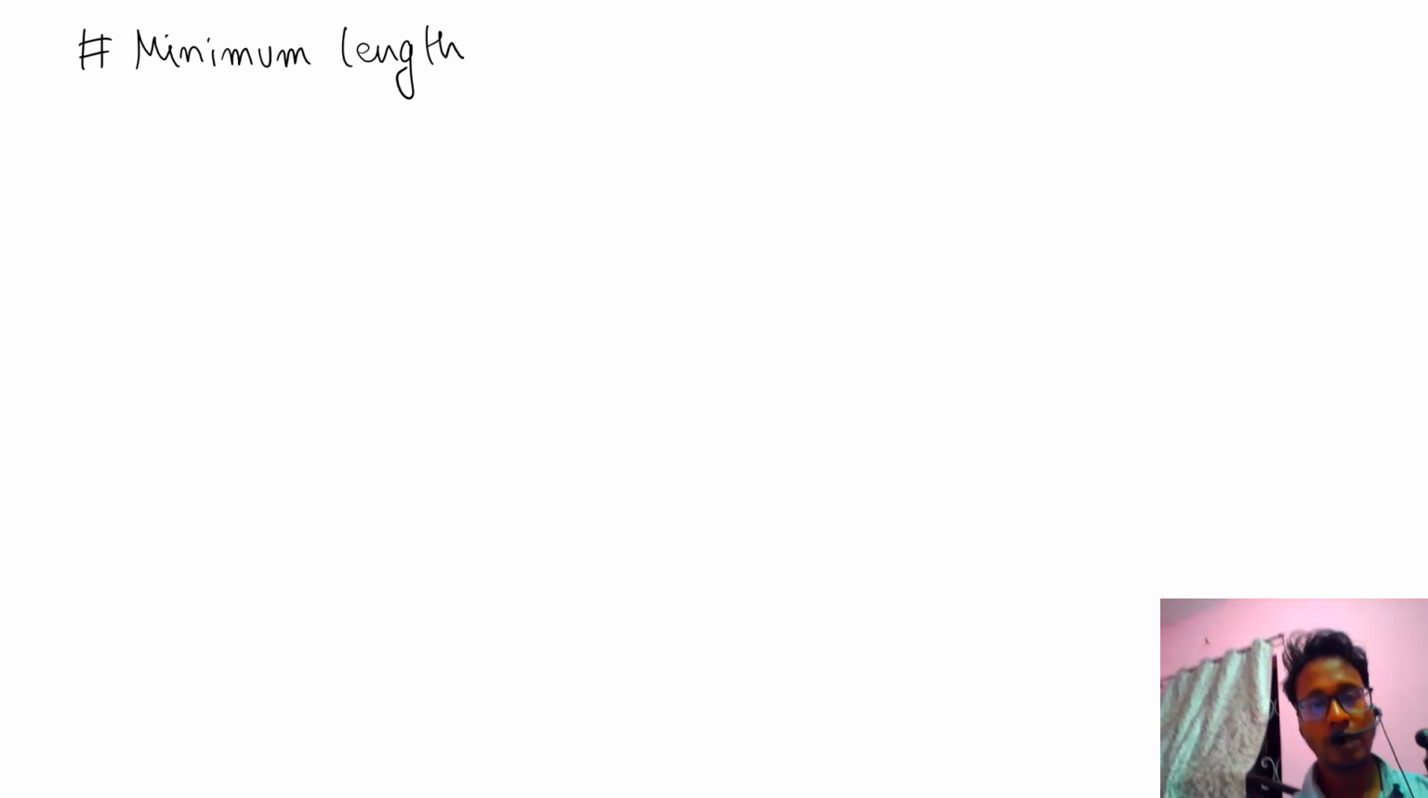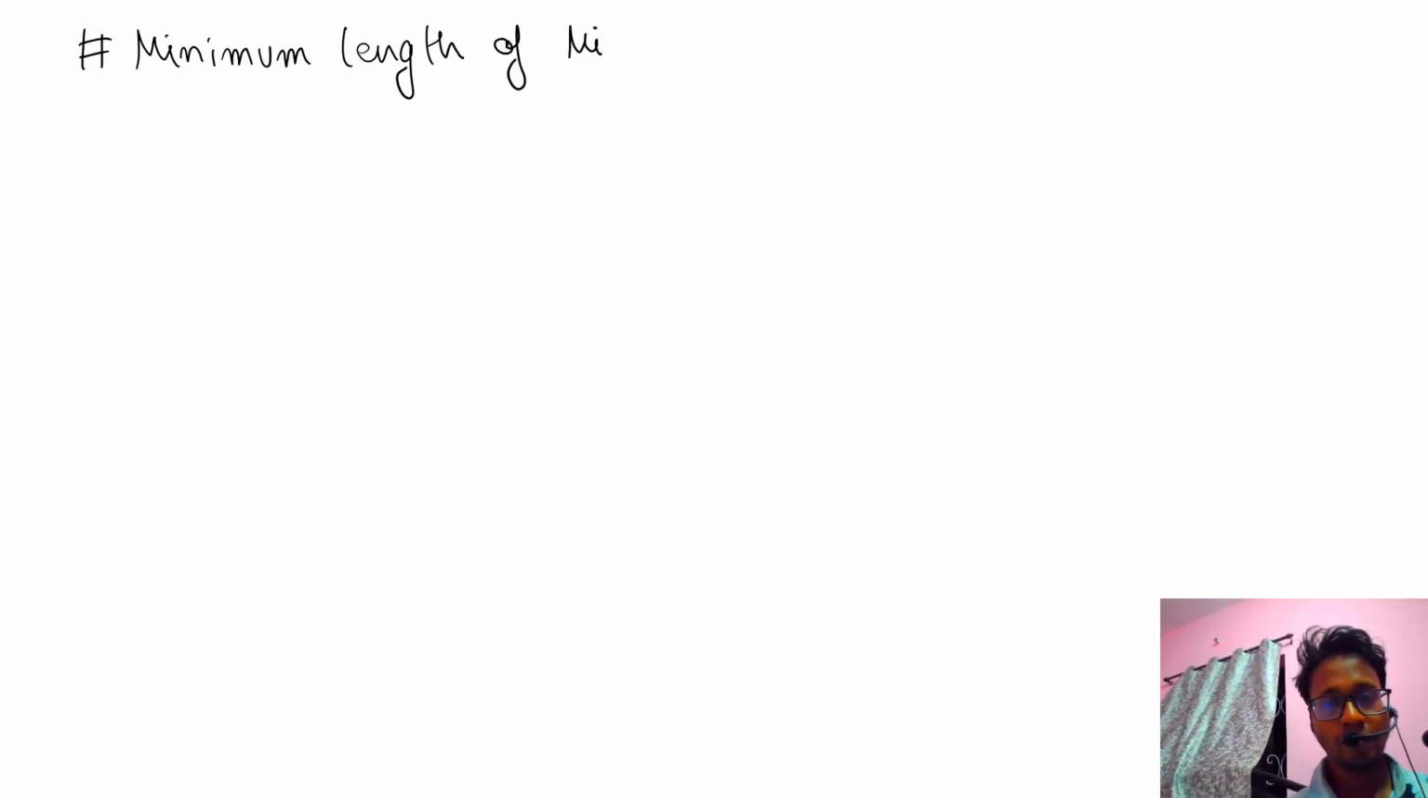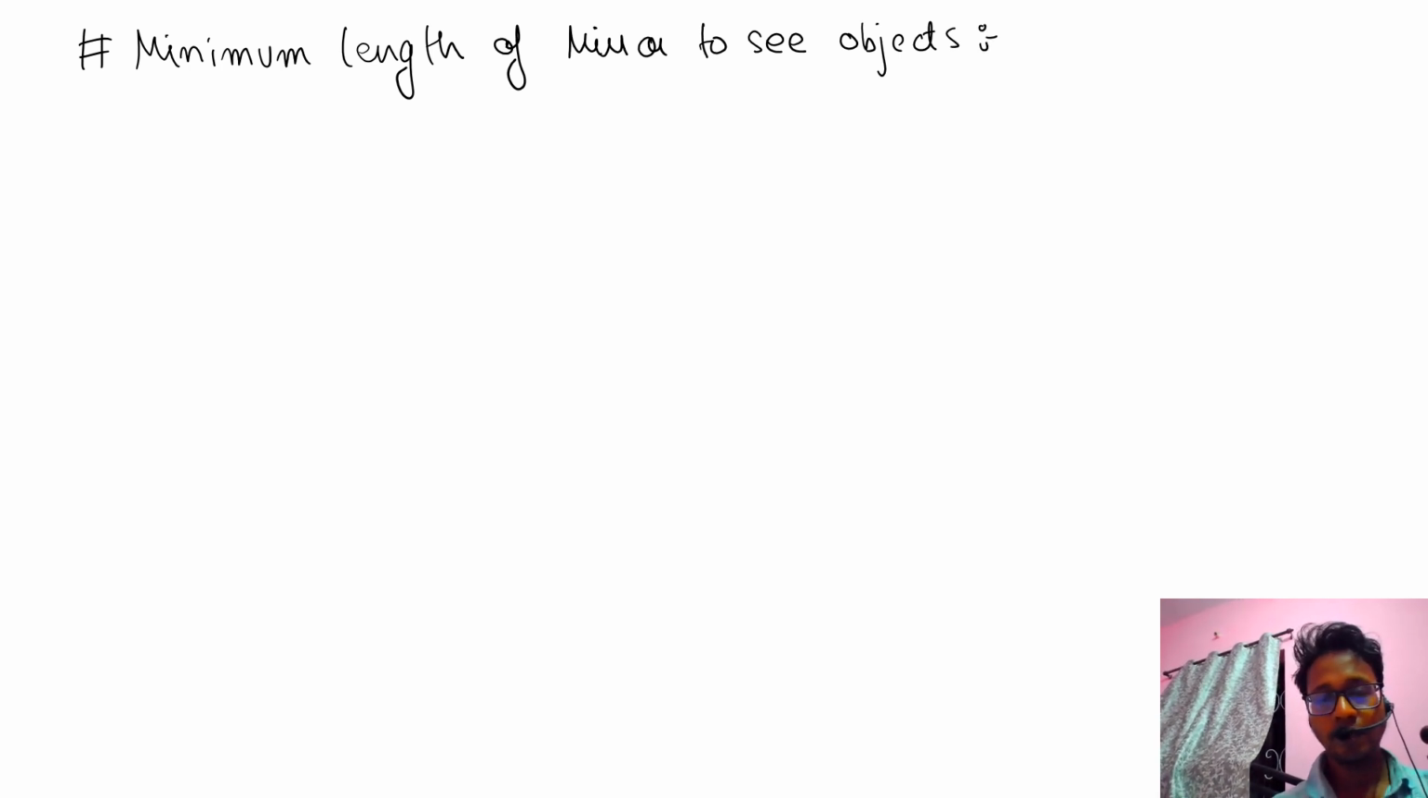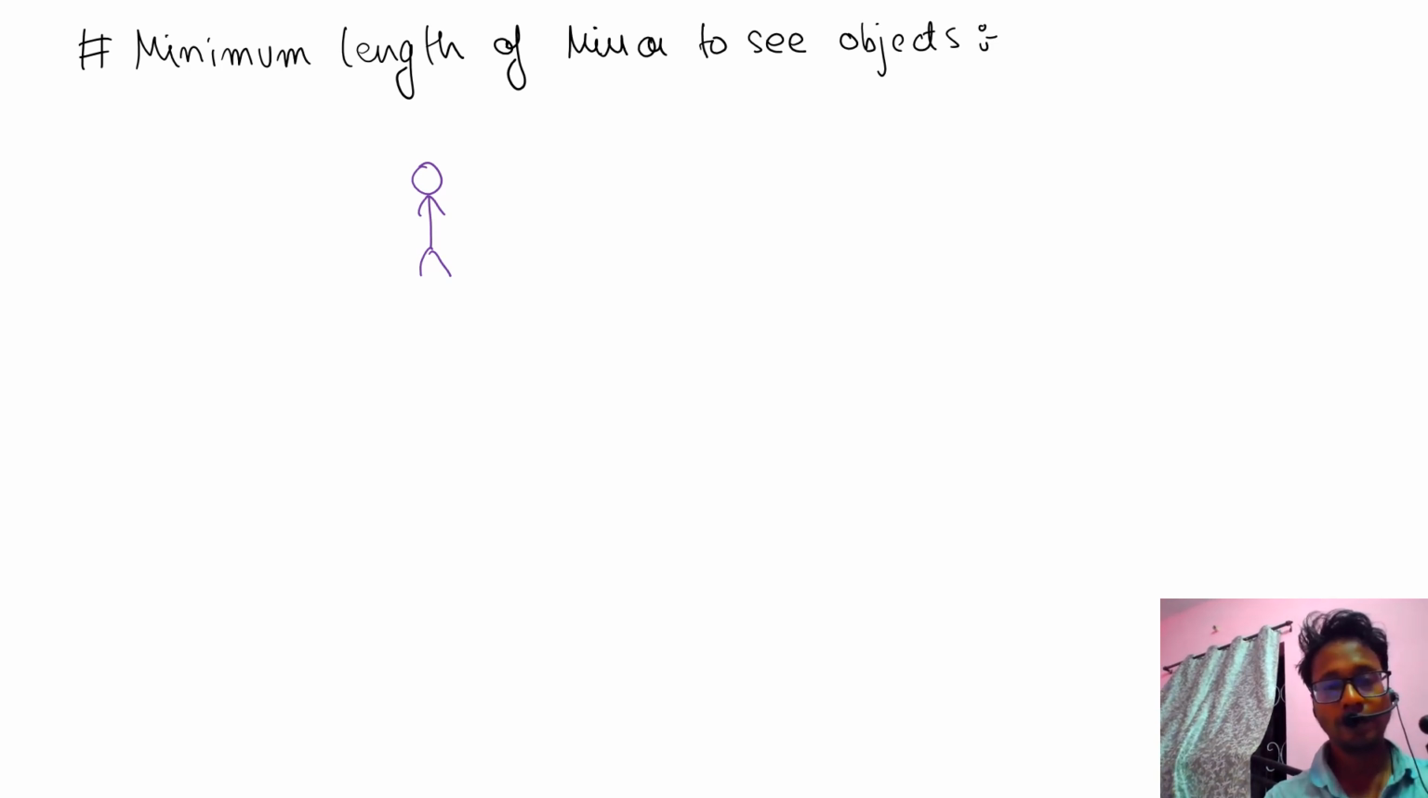And our next topic is minimum length of mirror to see objects. That means suppose there is a human here. Remember that 6-foot tall human example. Suppose a human being is here and there is a small mirror or any size mirror.